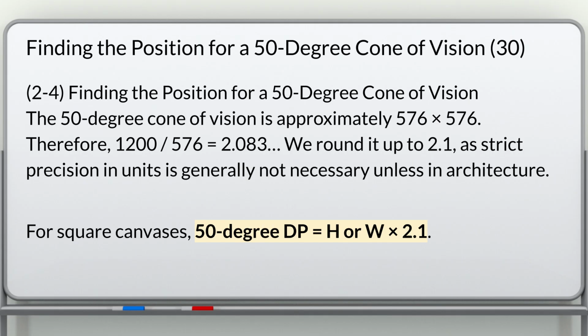I will explain how to find the position for a 50-degree cone of vision. The 50-degree cone of vision is approximately 576 times 576. Therefore, 1200 divided by 576 equals 2.083. We round it up to 2.1, as strict precision in units is generally not necessary unless in architecture. For square canvases, 50-degree dp equals h or w times 2.1.